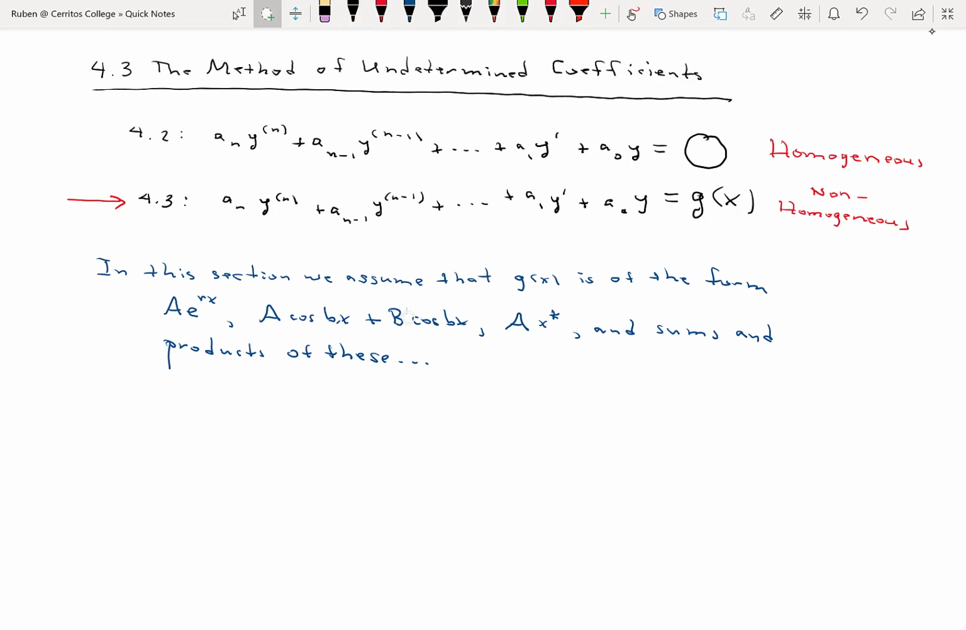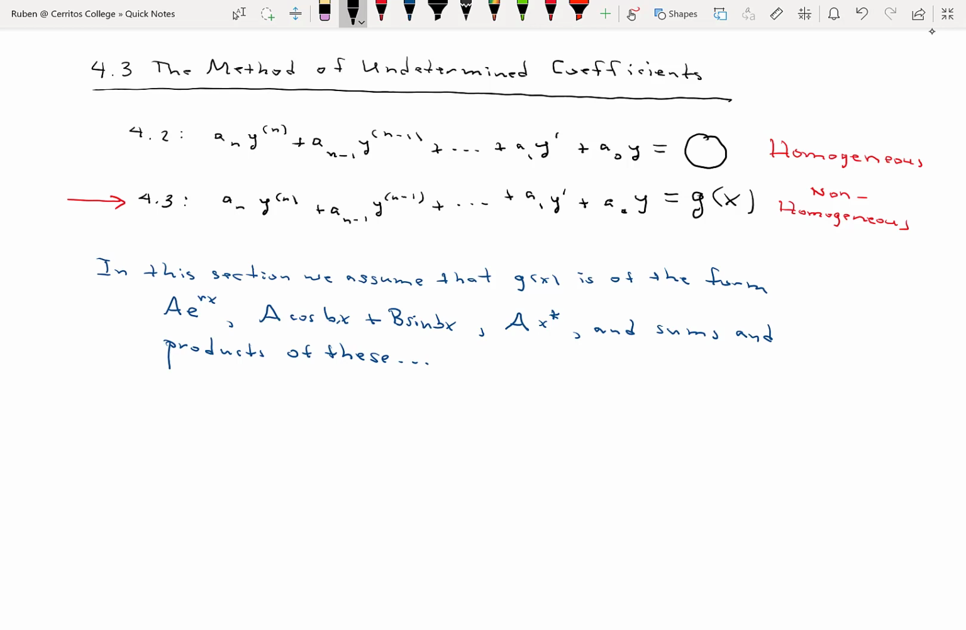I'm going to fix my typo here. This is supposed to have both sines and cosines. So let me fix this up: a cosine bx plus b sine bx. And as I was saying, it could have both these functions or just one or the other. And we could also have forcing functions of the form a times x to the k, powers of x, where the powers are whole number powers.